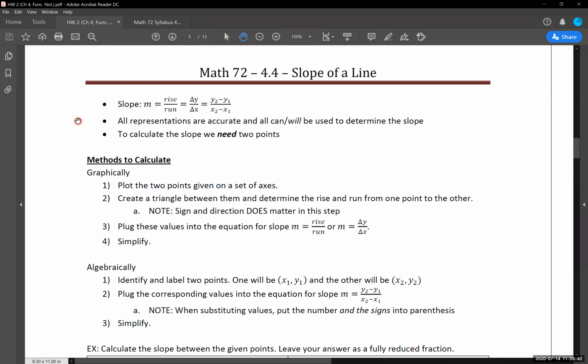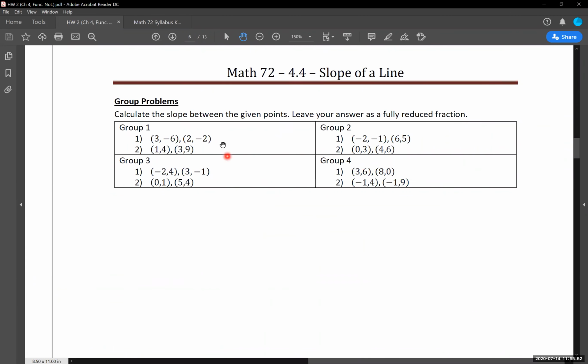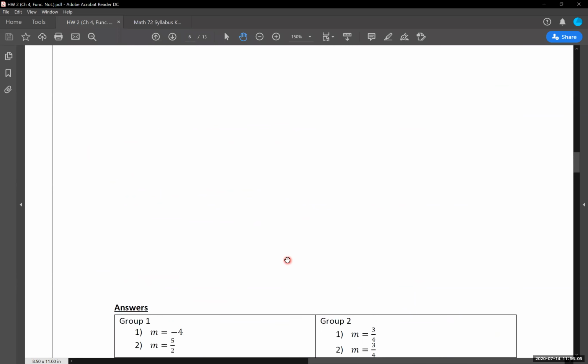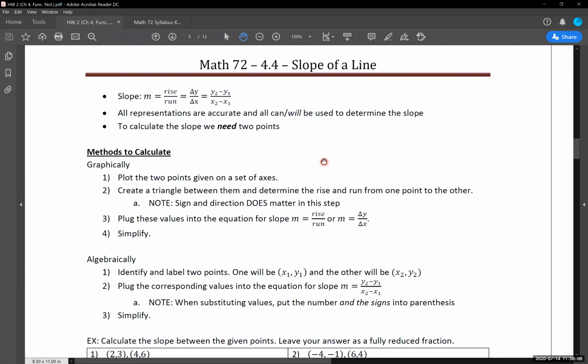Okay. But this is everything that we have for 4.4. The next page, if you are interested in doing this on your own, does have some group problems, but it's more of an individual practice if you'd like to use those. So finding the slopes of each of these, and then we do have the answers listed down below here if you'd like to check your work for yourself as well. But again, this is everything for 4.4.